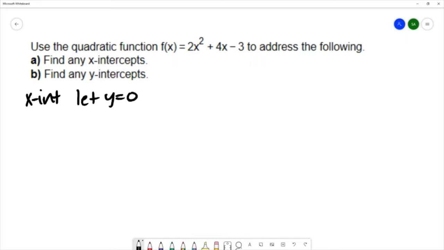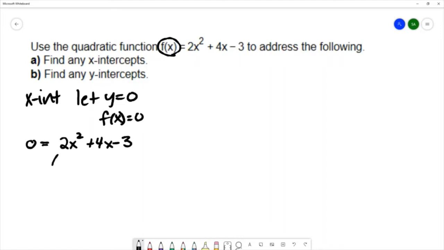Because it's an x-intercept, it's going to be on top of the x-axis, and the y-coordinate has to be 0. And in our function, f of x is standing for y, so we're going to substitute in 0 for f of x. That gives me 0 equals 2x squared plus 4x minus 3. And I want to solve this quadratic equation.